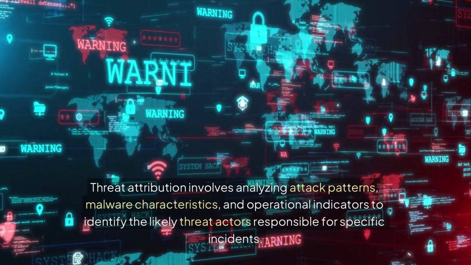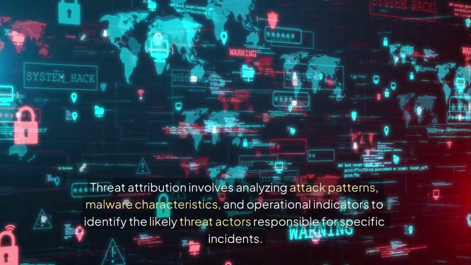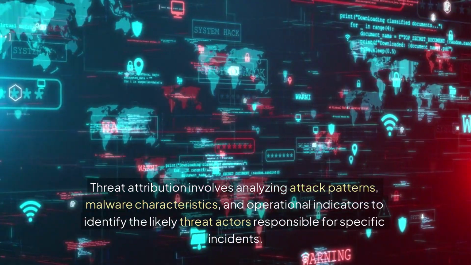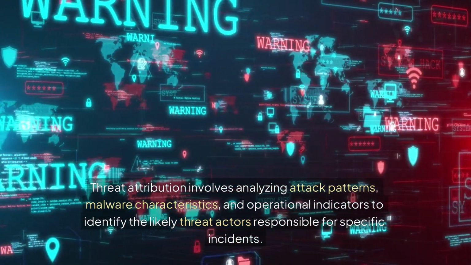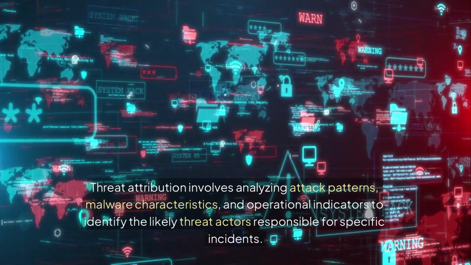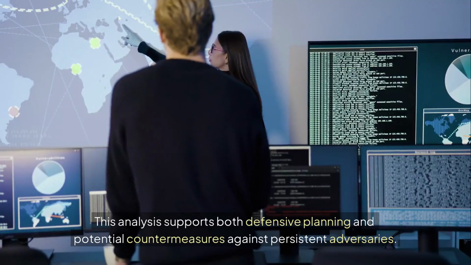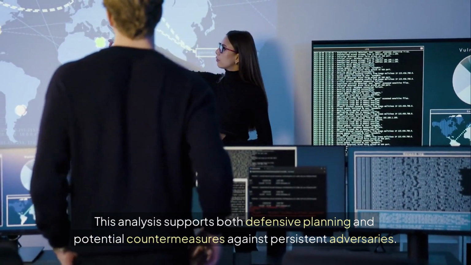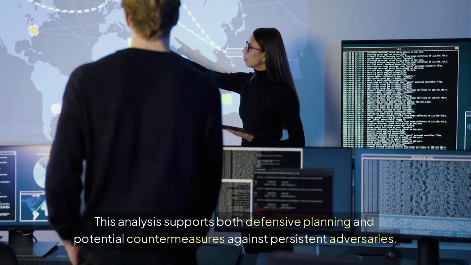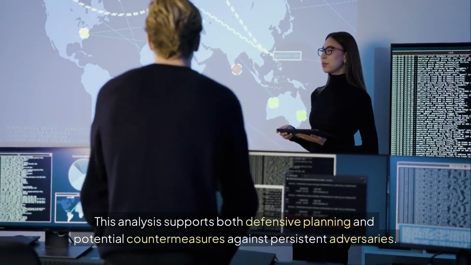Threat attribution involves analyzing attack patterns, malware characteristics, and operational indicators to identify the likely threat actors responsible for specific incidents. This analysis supports both defensive planning and potential countermeasures against persistent adversaries.